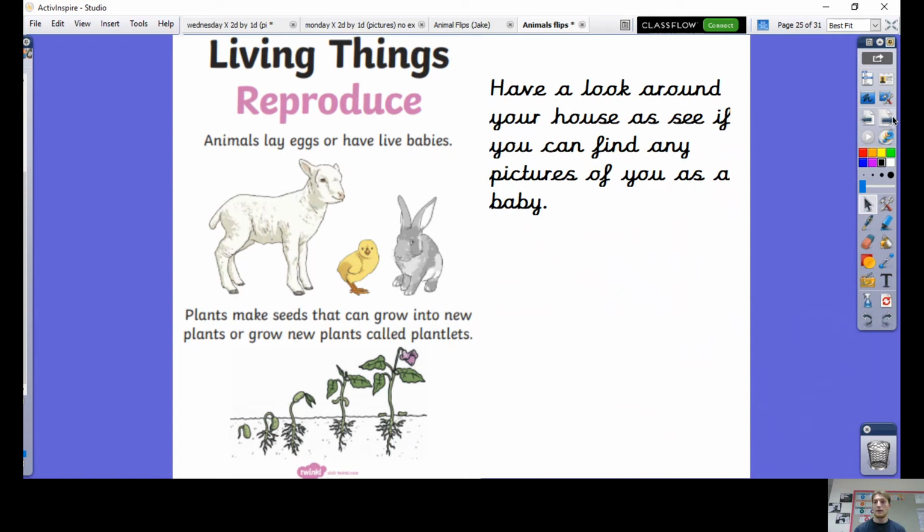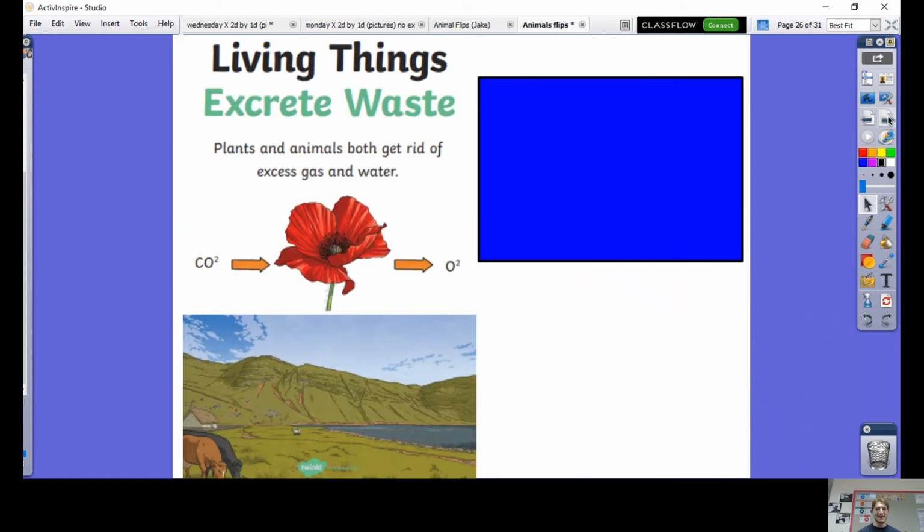Okay. So again, if you found evidence of you being a baby, or you know that you've obviously been a baby and you've been born yourself, we know that we're on our way to being a living thing still. Okay, another one, slightly more gross one now, but it's still very important. Living things excrete waste, and that means getting rid of waste such as gas and water.